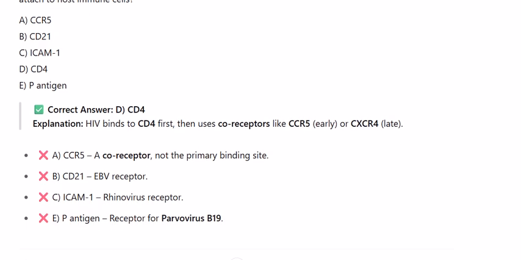A. CCR5, a co-receptor, not the primary binding site. B. CD21, EBV receptor. C. ICAM1, rhinovirus receptor. E. P antigen, receptor for parvovirus B19.